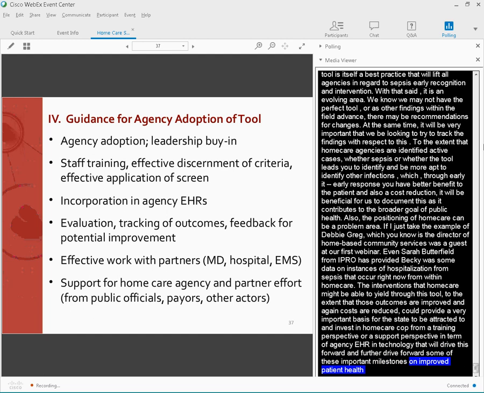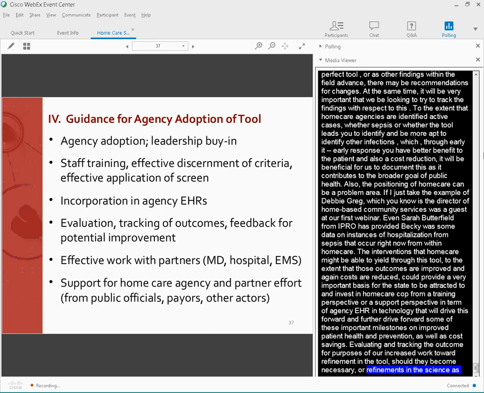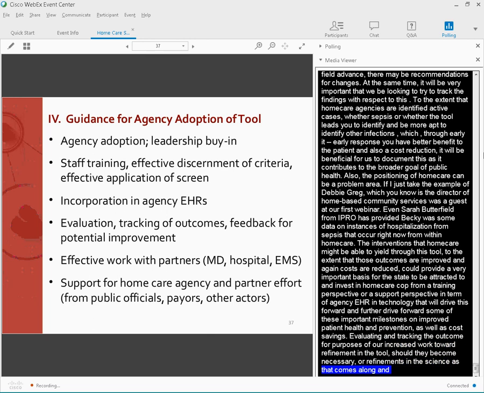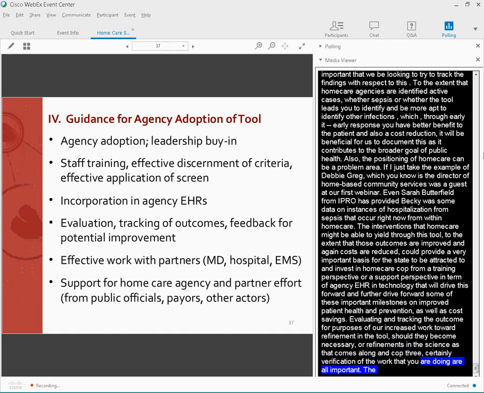So evaluating and tracking the outcomes for purposes of our increased work toward refinements in the tool, should they become necessary, or refinements in the science as that comes along, and three, certainly verification of the work that you're doing are all important. And the last point that I'll make on that I think is very critical is, every agency right now is functioning in a value-based, performance-based environment.